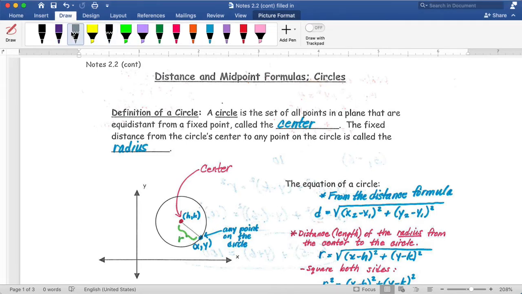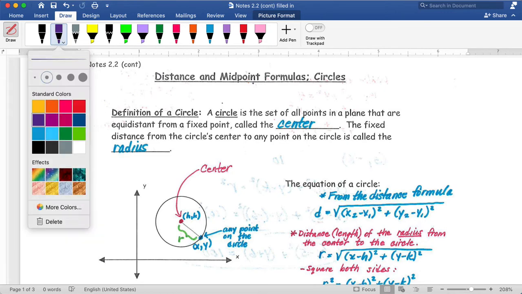Here, let me pick a pen. Okay, this part here is on circles. Why is this not writing? All right. There we go.